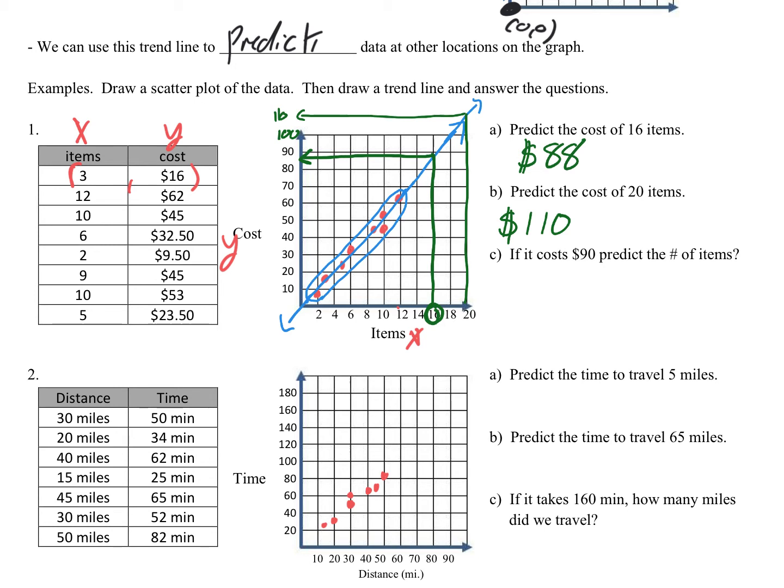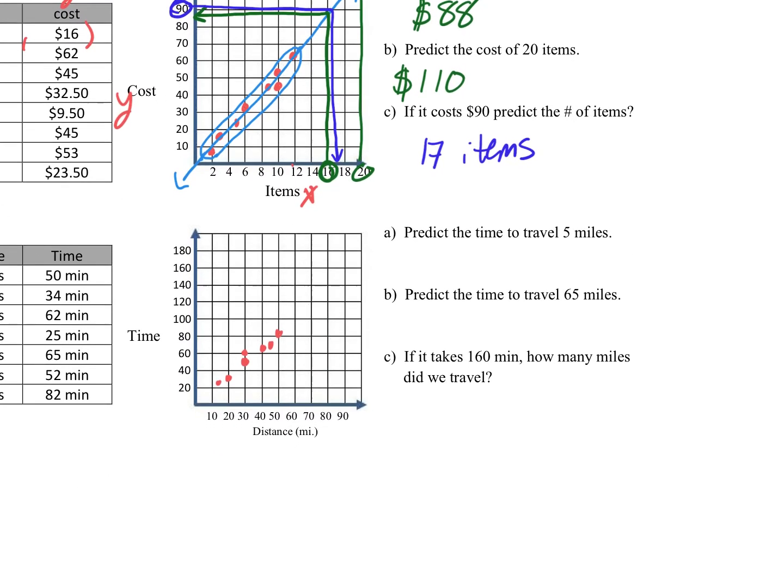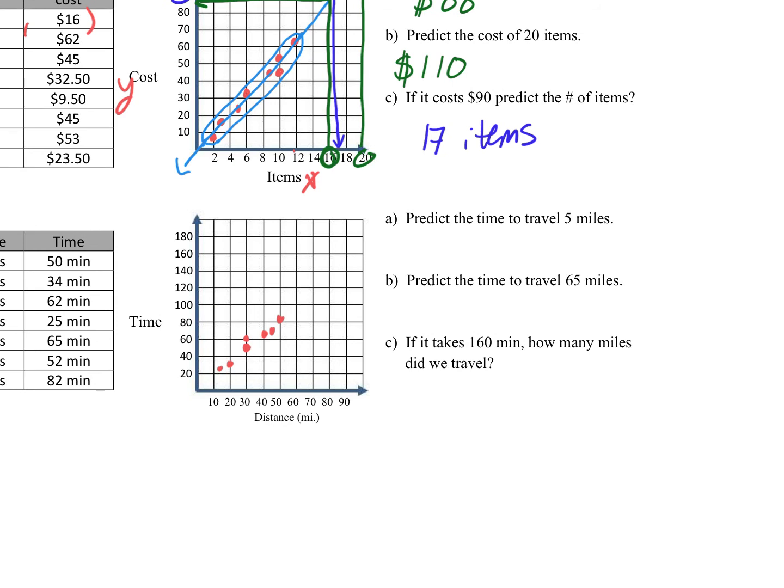Okay. If it costs $90, predict the number of items. This time we're going to be going on to our y-axis. And we're going to say, okay, well, what if we were at $90? We're going to then go over to our line and back down to approximate how many items that would be. And that would be about 17 items. So we can use this in both directions to approximate some information.